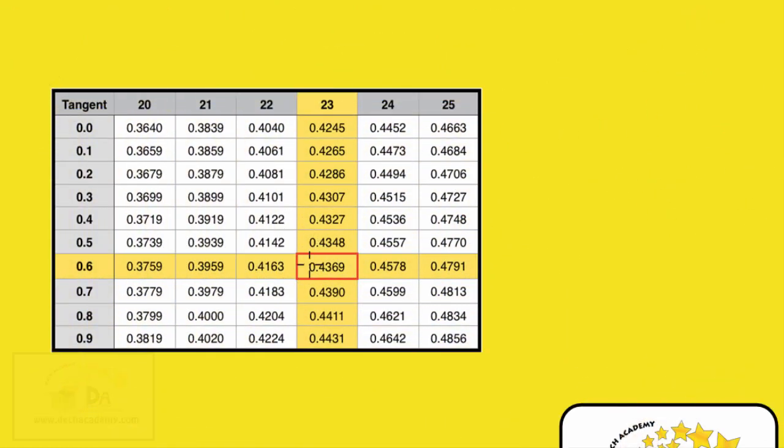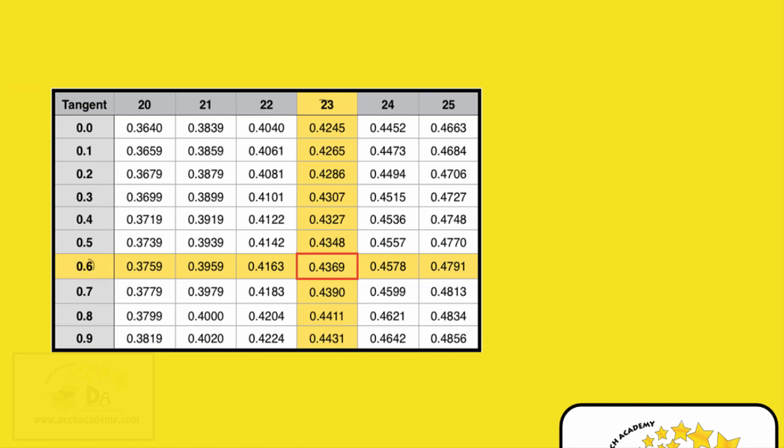So here's my version of the solution. I've highlighted, first thing was to locate the tangent value, which was 0.4369. Then to determine the whole number part of the angle, you look at the column heading here, which is 23. And to determine the decimal part, you look at the row and you locate the associated decimal part.